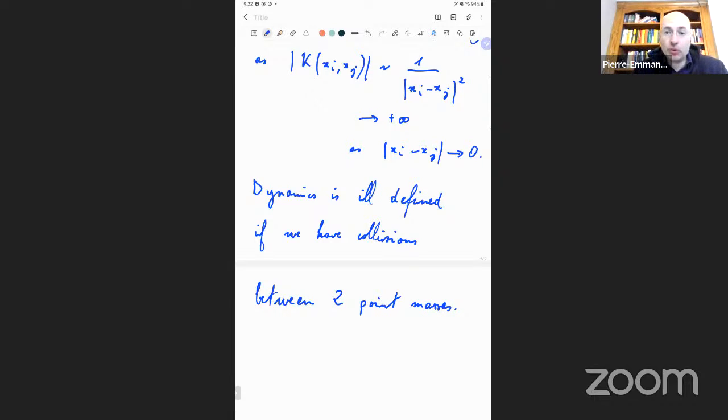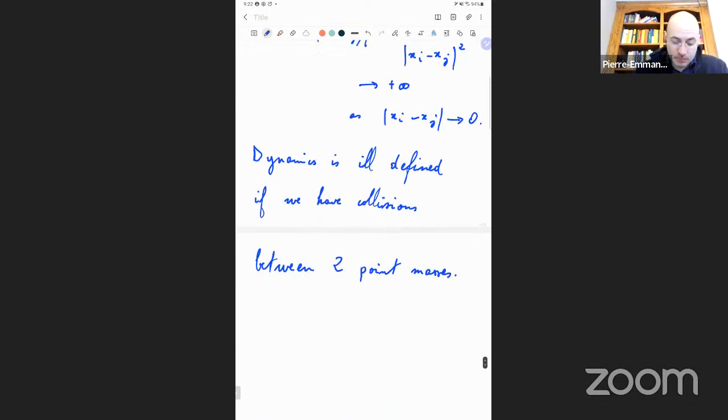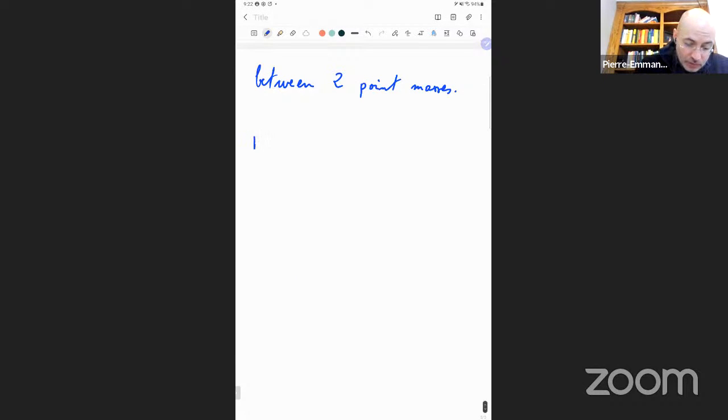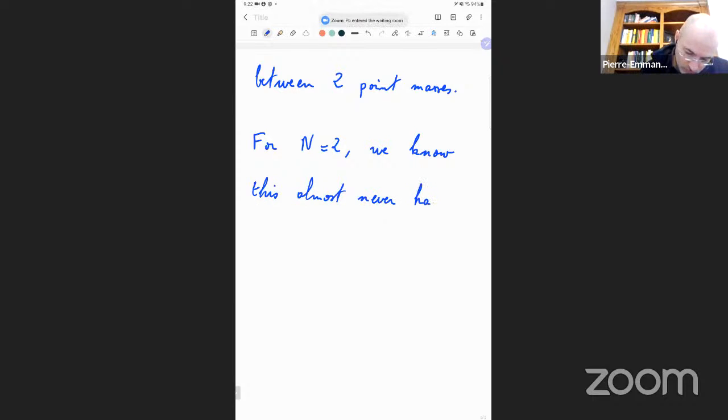But for n equal 2, we have a very, very nice answer to that, because all solutions are explicit. And for n equal 2, we know this almost never happens. And actually, we know exactly when it happens.